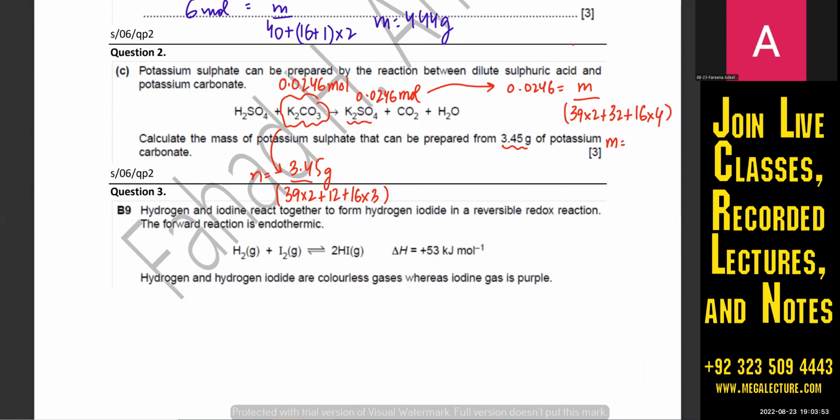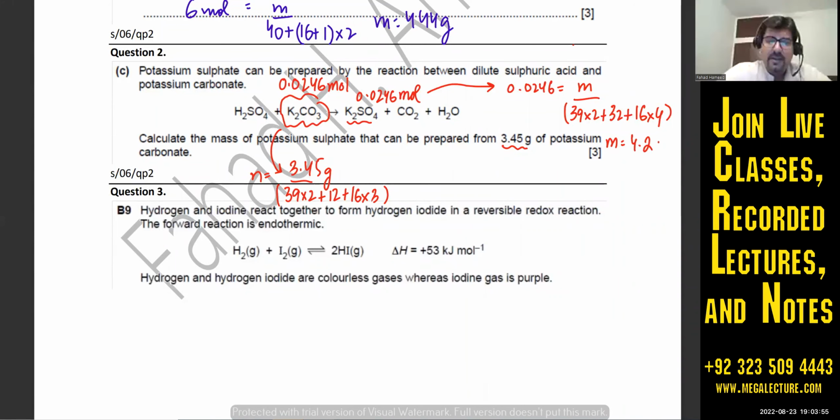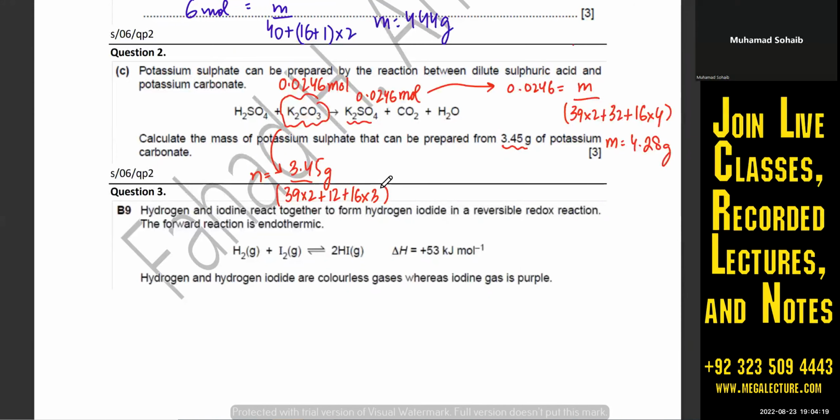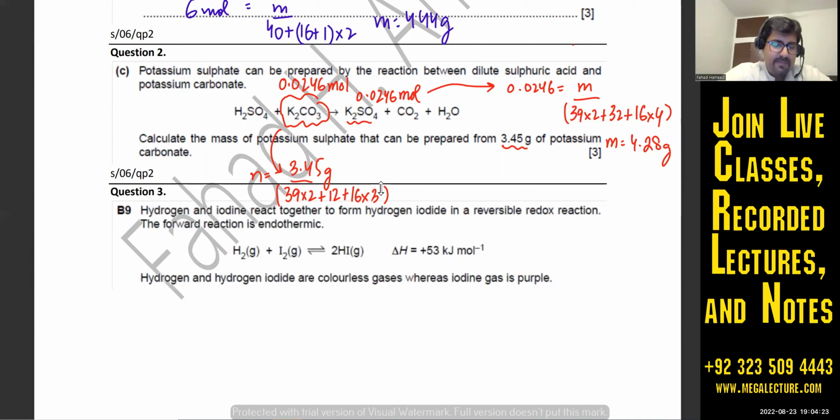I said make sure calculators, don't do everything in one go. Calculate this 39 times 2 plus 32 plus 16 times 4, and then multiply by 0.0246. Is this fine? 0.0246 again. That's 3.45 divided by what? Use brackets in the calculator. The brackets that I'm going to add here, correct. 4.28. The first one, because 78 plus 12 plus 16 with 3, that's 48.